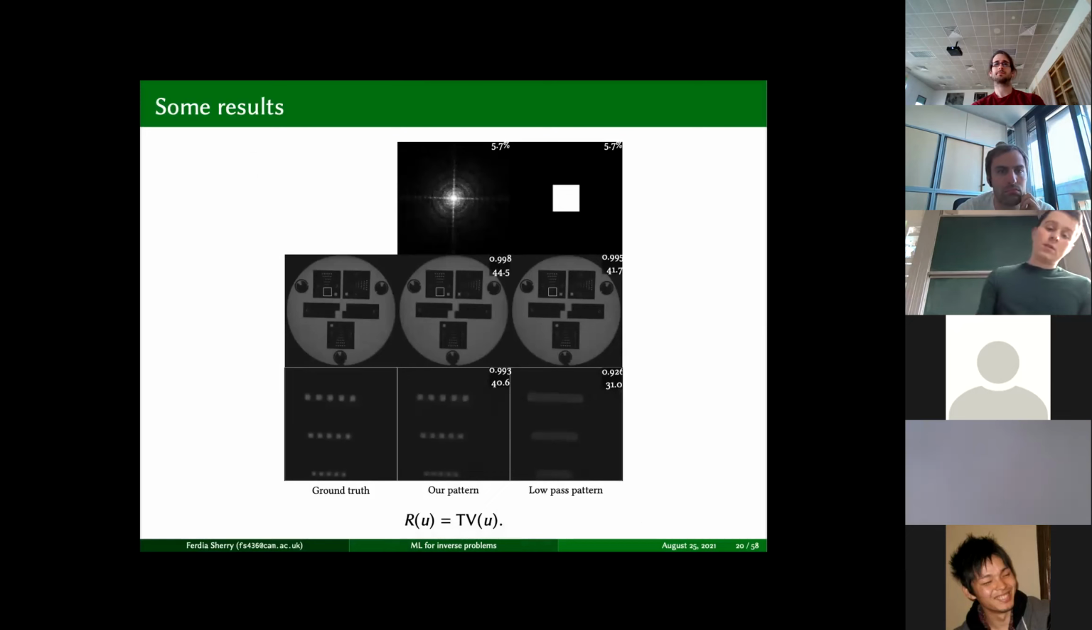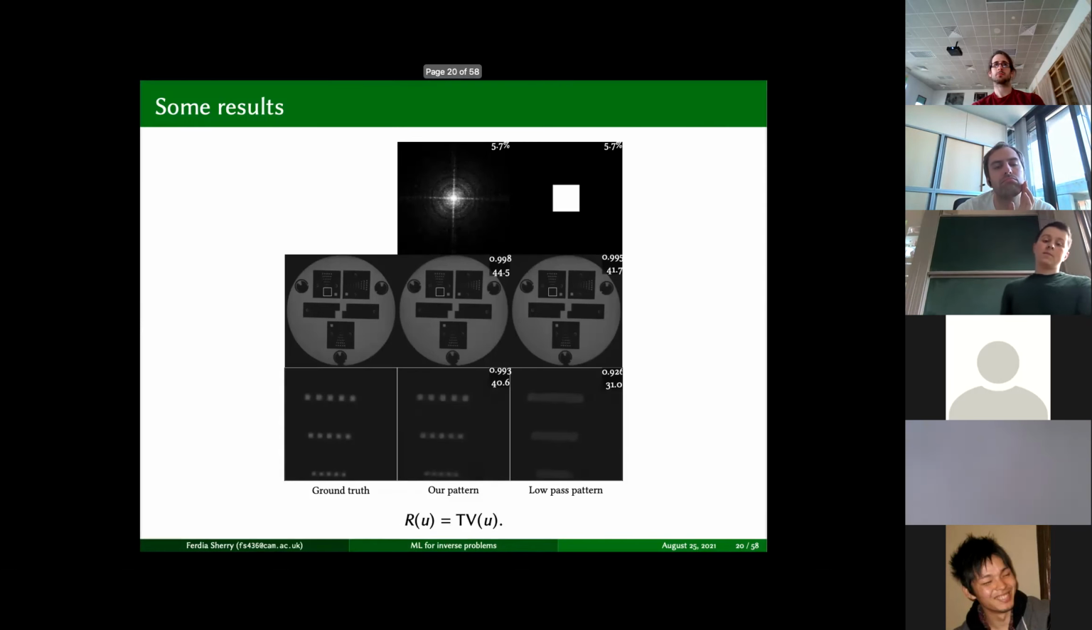The benefit of undersampling in MRI also seems to become even stronger as you go to higher resolution images. Here I'm showing you can sample just 5.7% with a learned pattern and recover the fine details of this phantom.